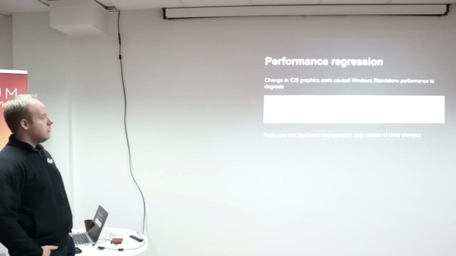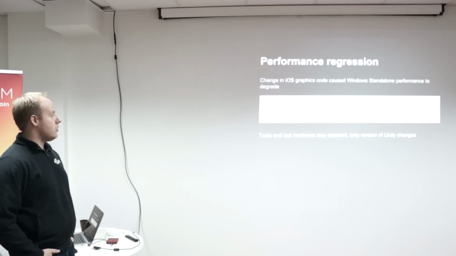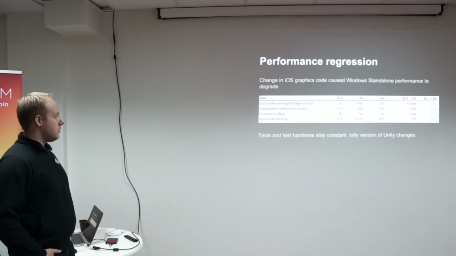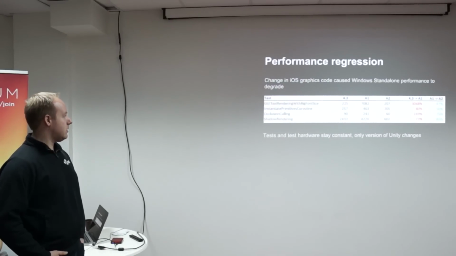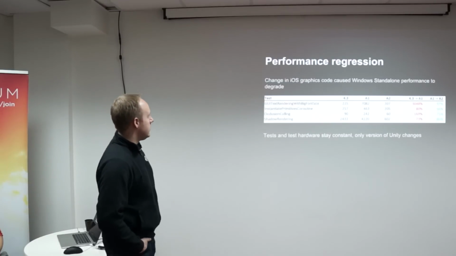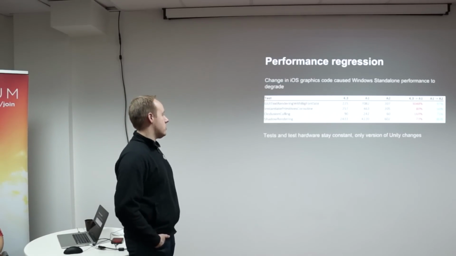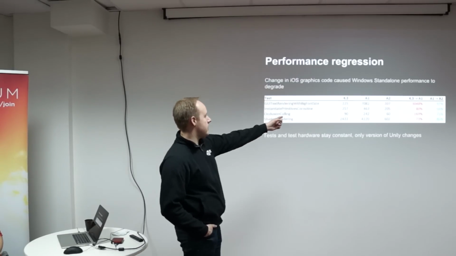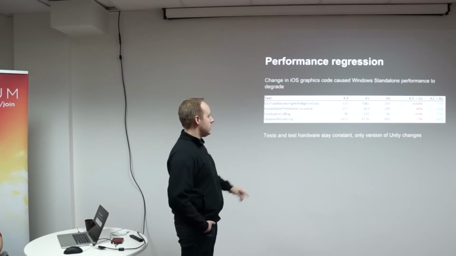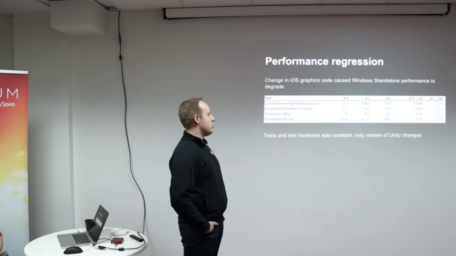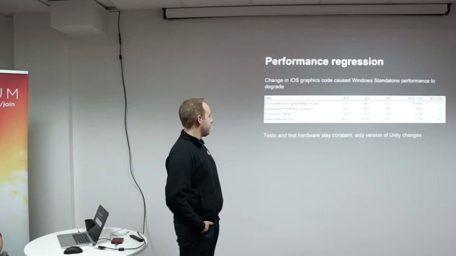And I will start with showing you some data that we get from our performance tests. So this is a table that shows performance test results for 3 versions of Unity. One of them is 4.3, and then we have 2 versions, A1 and A2. These are 2 development versions of Unity.